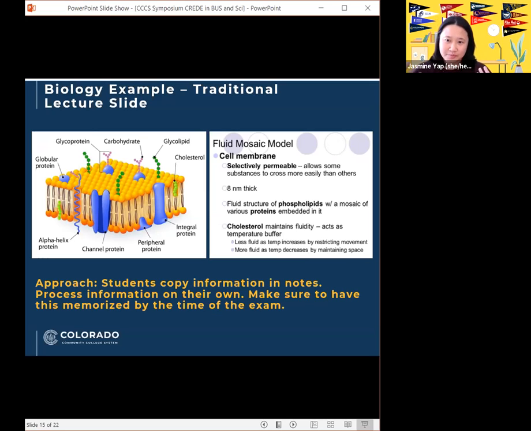So here you have the slide with the picture of the cell membrane, the phospholipid bilayer, and how it works. You have some little bullet points, and then students are copying the notes down. We're expecting them to spend the time just writing the notes rather than actually sitting and processing that information. At least that was my experience as an undergrad, especially taking Gen Bio in a lecture hall of 100 students. And then make sure you have this memorized by the time of the exam.